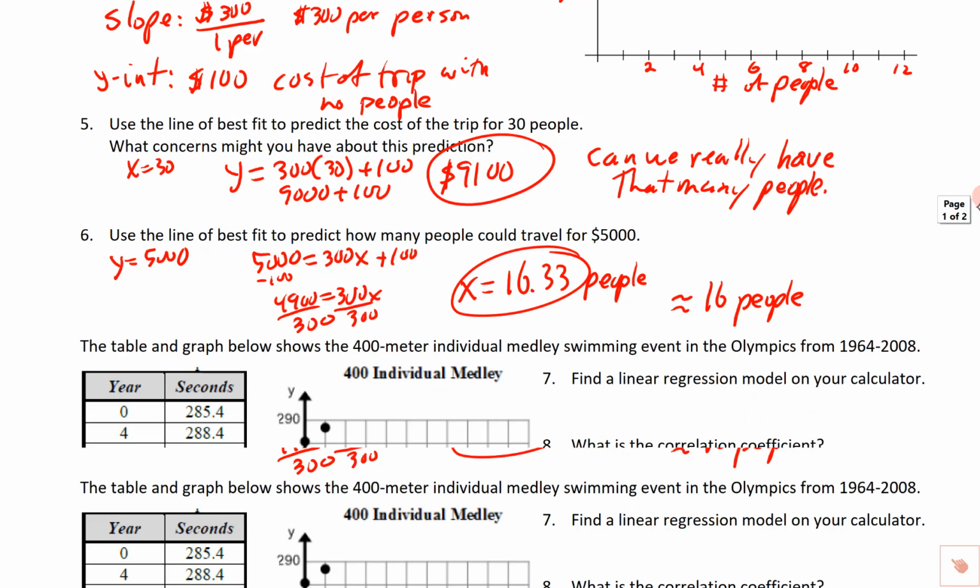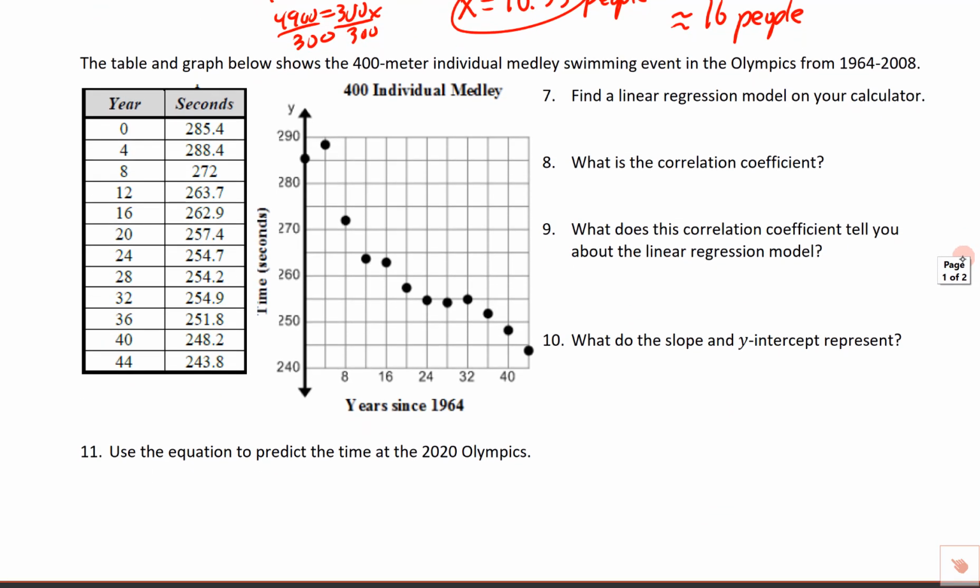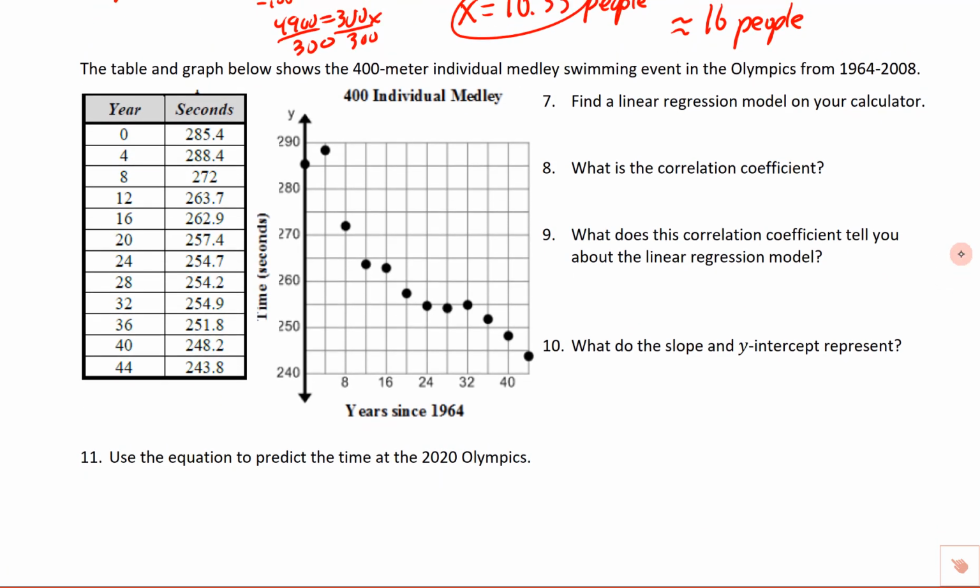Okay, let's come down here and we'll take a look at the next one. This graph and table show the 400-meter individual medley swimming event in the Olympics from 1964 to 2008. Now, this is listed as the years after 1964. So the year 0 would be 1964, and then 4 years later would be 68. And then this would be 72 and so forth. So these are all the Olympic years. Now you can see that there's clearly some sort of association, some sort of correlation with this. We want to put this data in the calculator, and we want to figure out what we've got here.